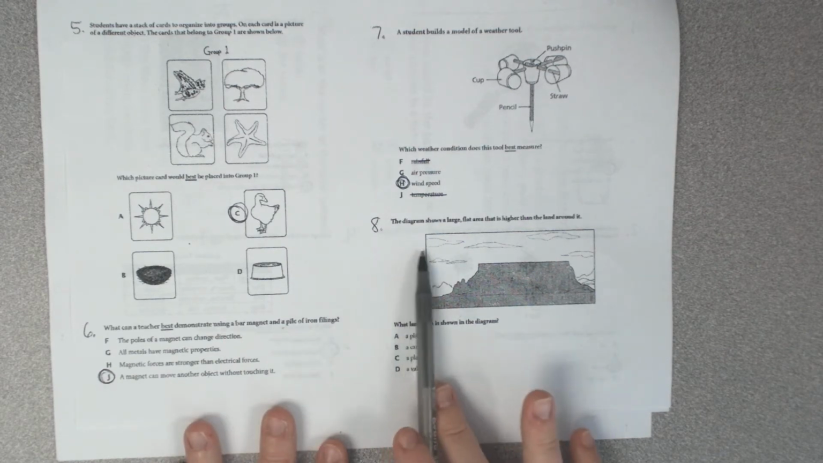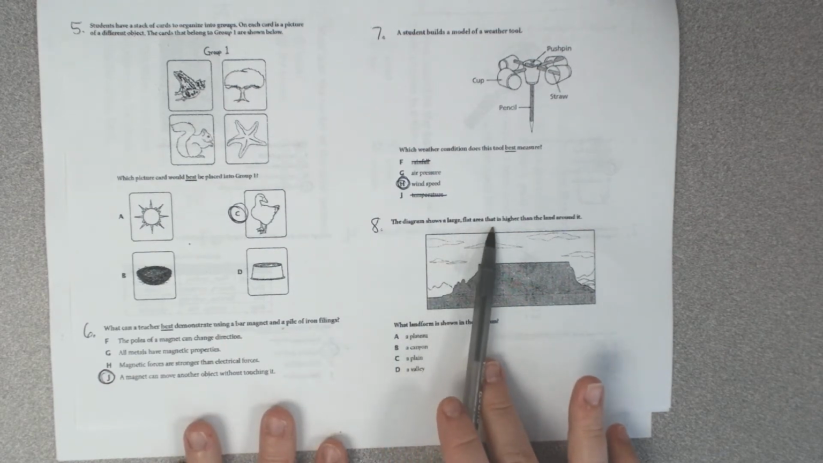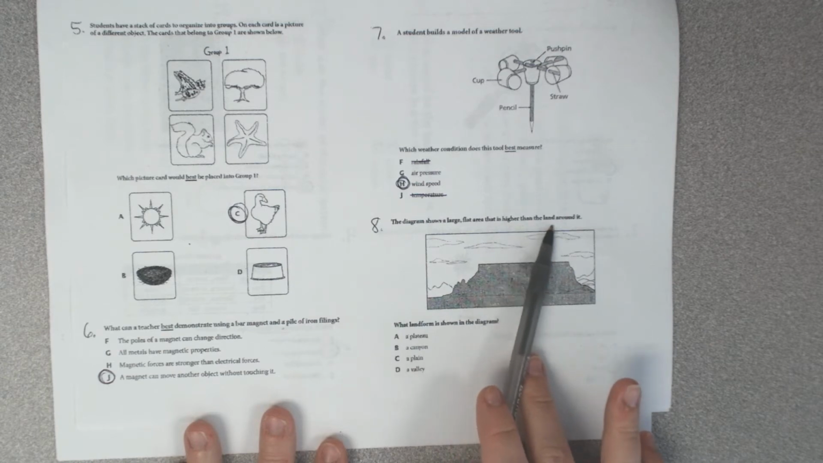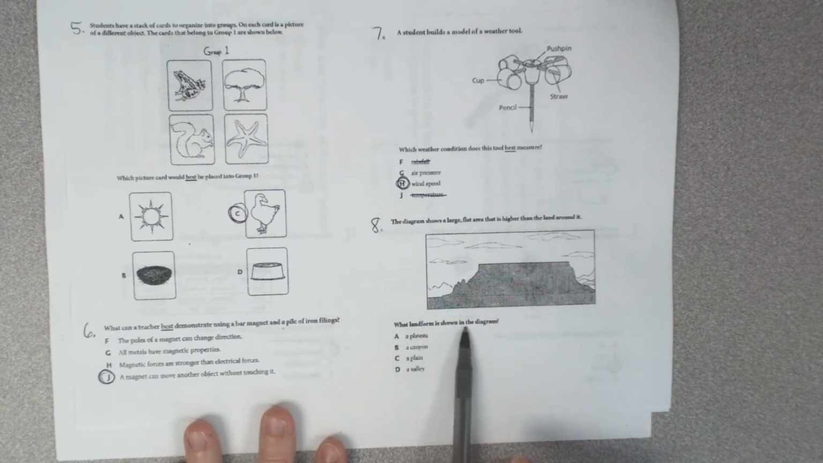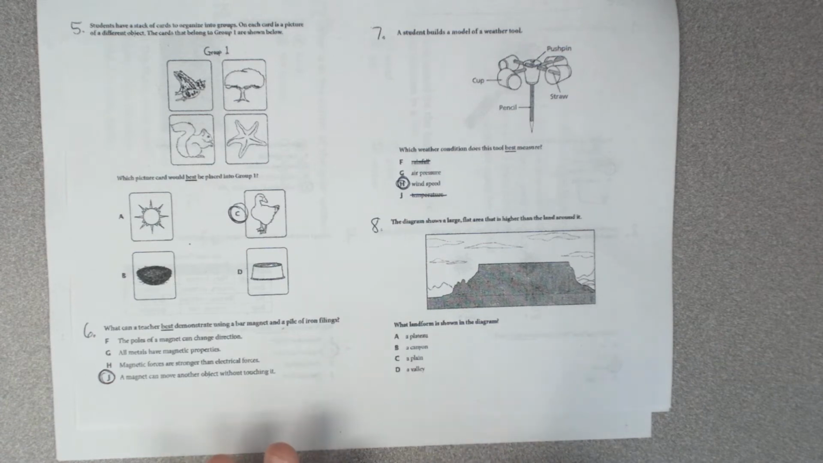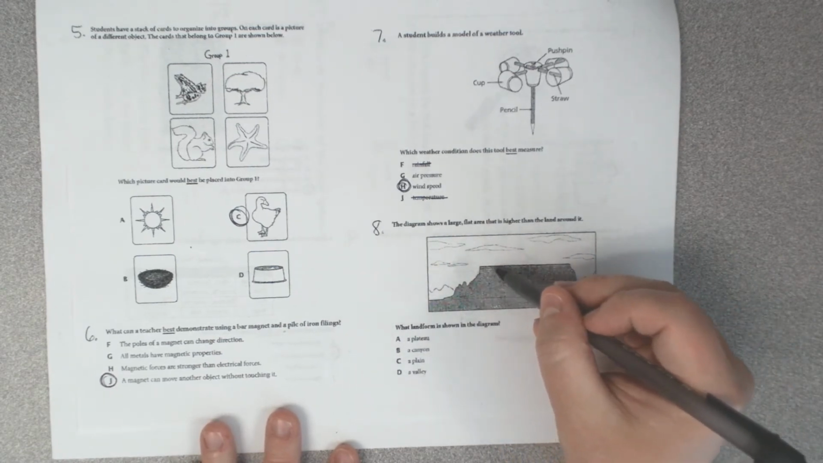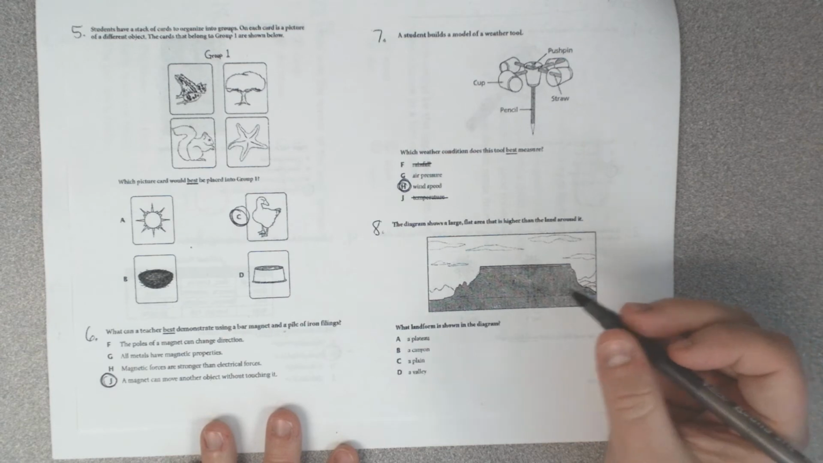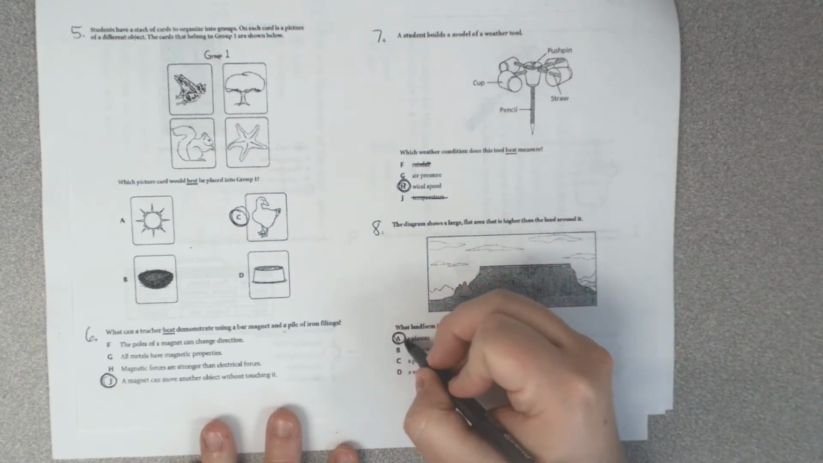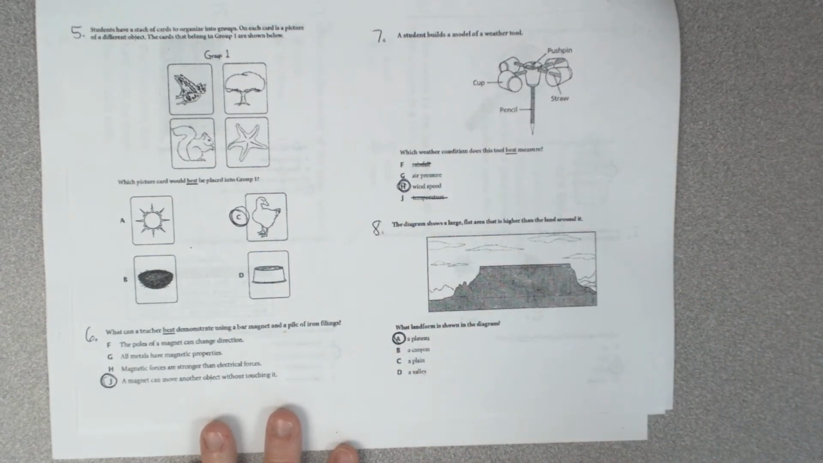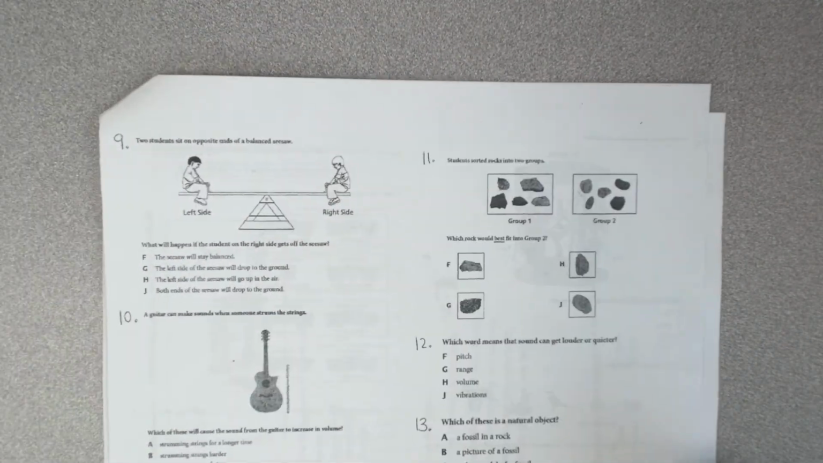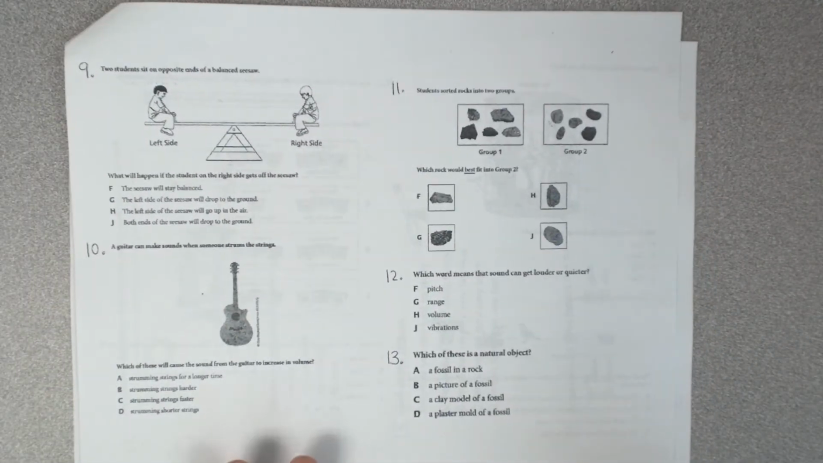Number 8. This diagram shows a large flat area that is higher than the land around it. What landform is shown in the diagram? We've talked about this a lot, guys. Remember, it's a flat area with tall sides and a flat top. So this is a plateau.